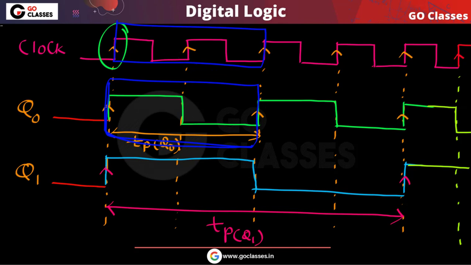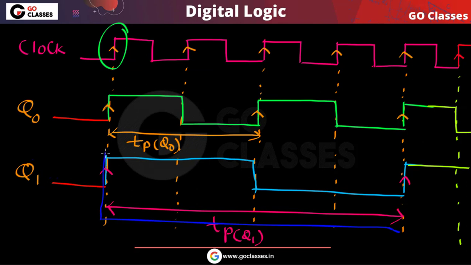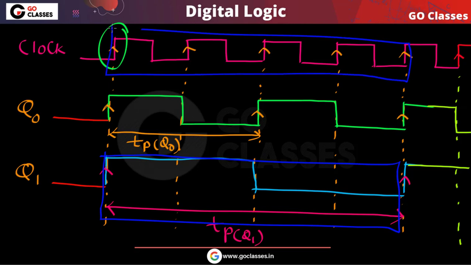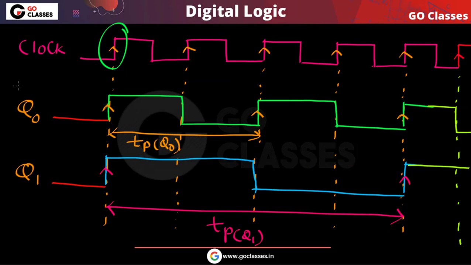Similarly, I can say in one time period of q1, this is one time period of q1, there are four time periods of the clock. So the frequency of q1 is f by 4. I can say the frequency of q1 is 1 by 4 of the frequency of the clock. So this is the idea.